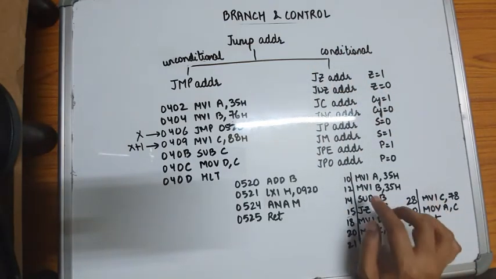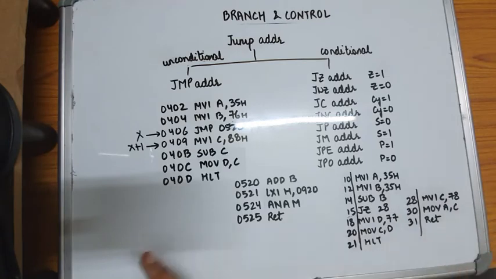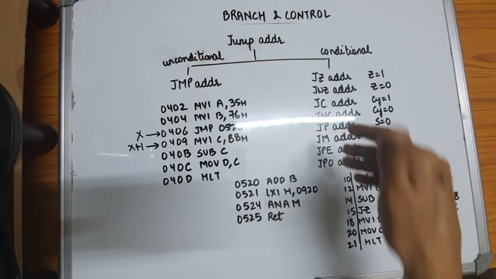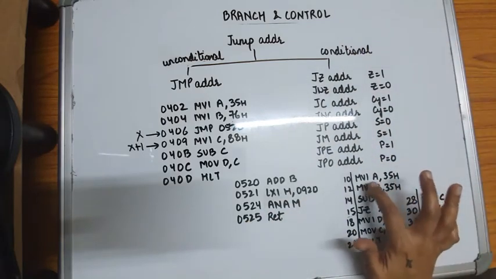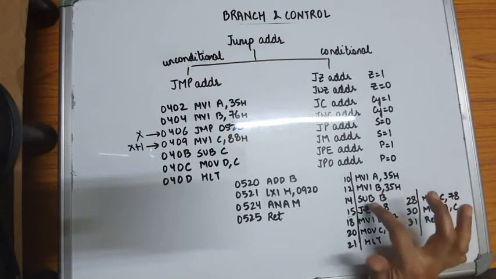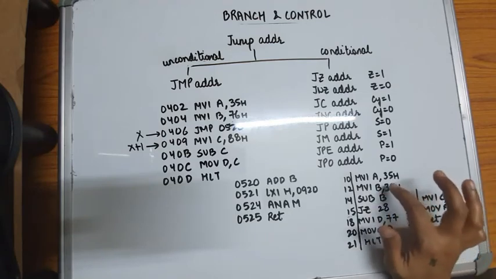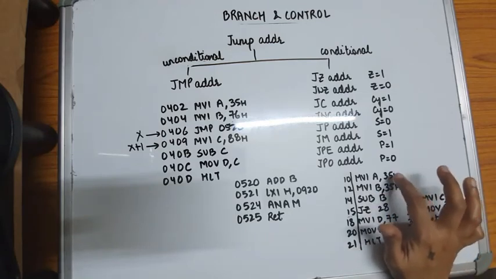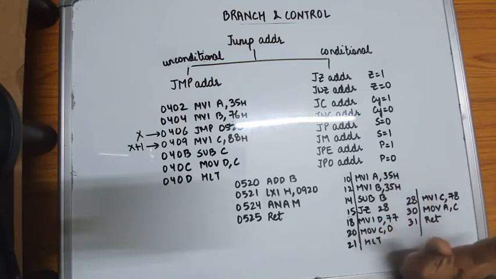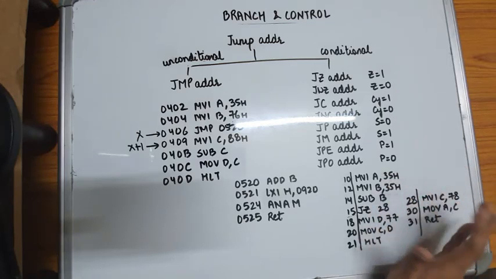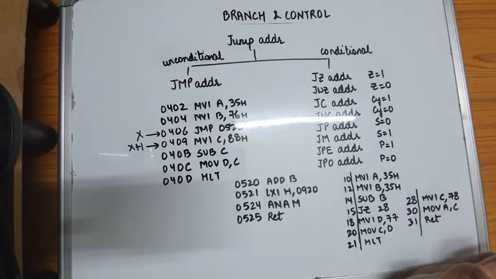So I have taken this program, MVI A 35, any typical program. We're just concerned about the use of the conditional jump here. So MVI A 35H, MVI B 35H, SUB B. Now see, I have taken both the values the same, 35H and 35H. I've put them in A and B, and now I am doing SUB B. When B will be subtracted from A, the result is going to be 0, and the zero flag will be affected and will go to 1.